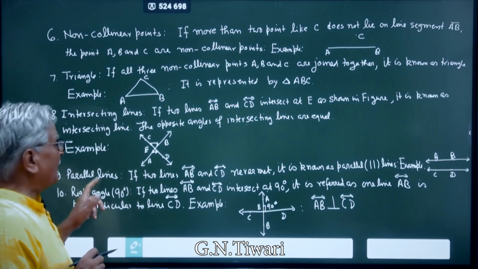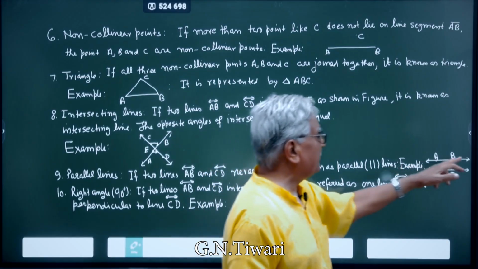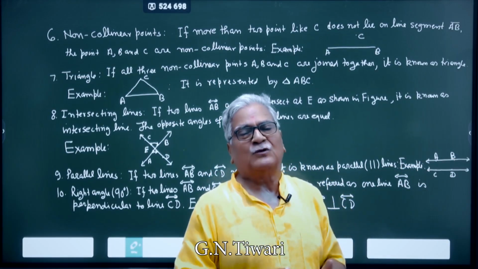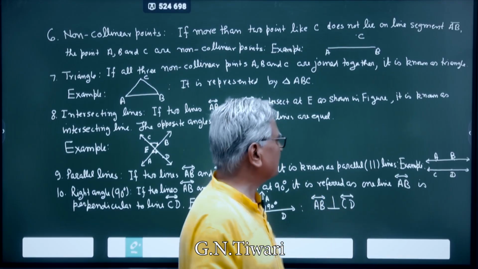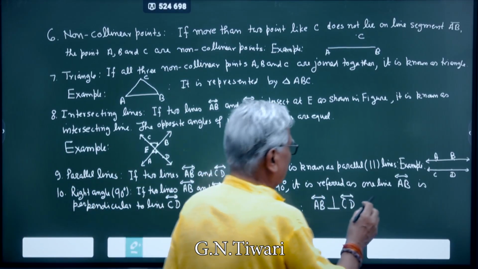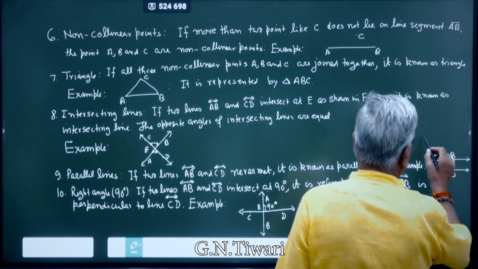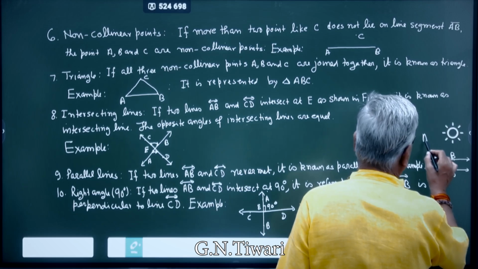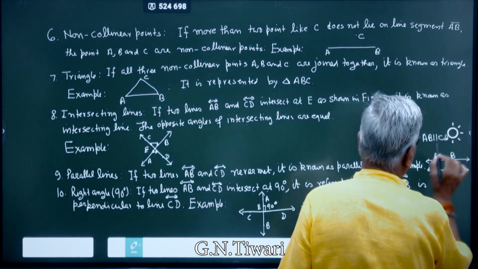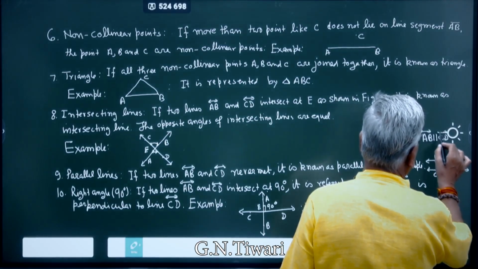Parallel lines. Parallel means two lines never meet. For example, AB and CD. Or you can say that the distance between the two lines is always constant. Parallel lines are represented like this. I am just giving here that AB is parallel to CD. And you can also put arrows like this. This is very, very important between the lines.